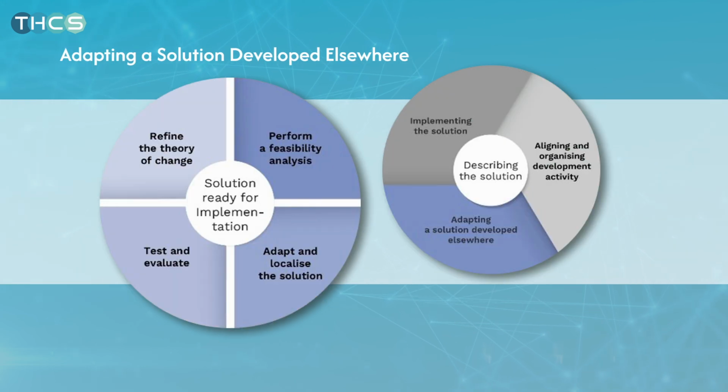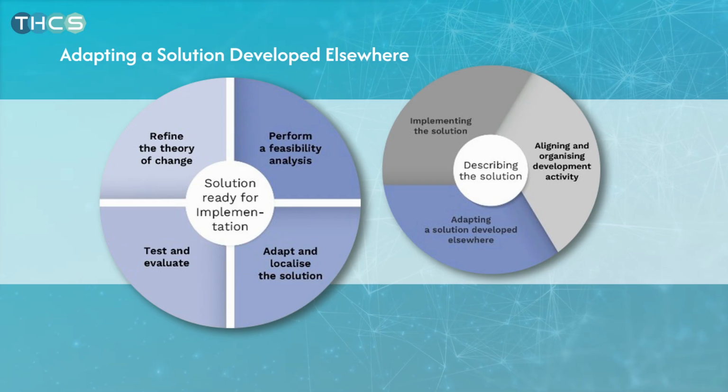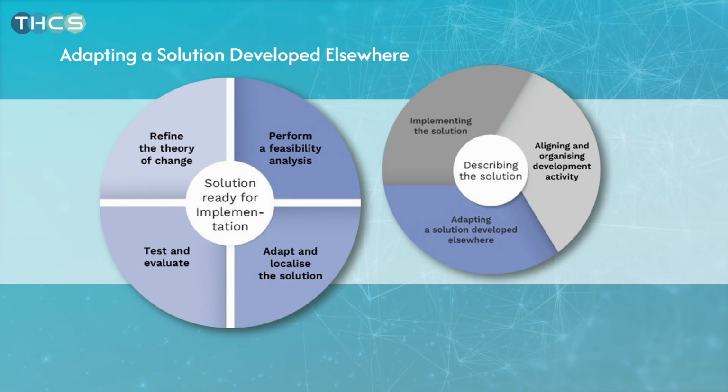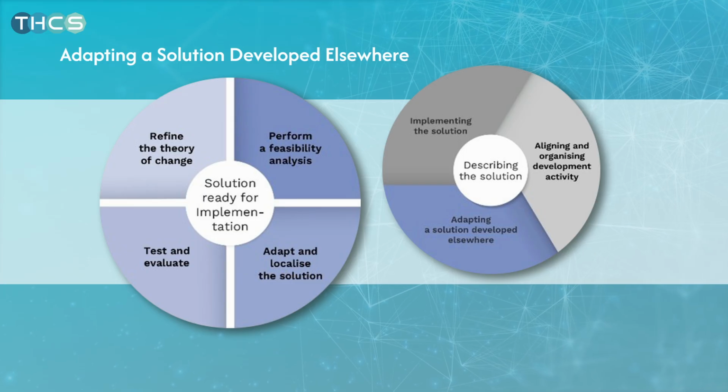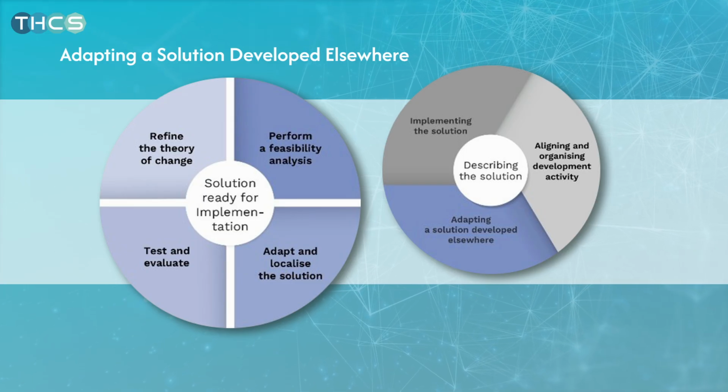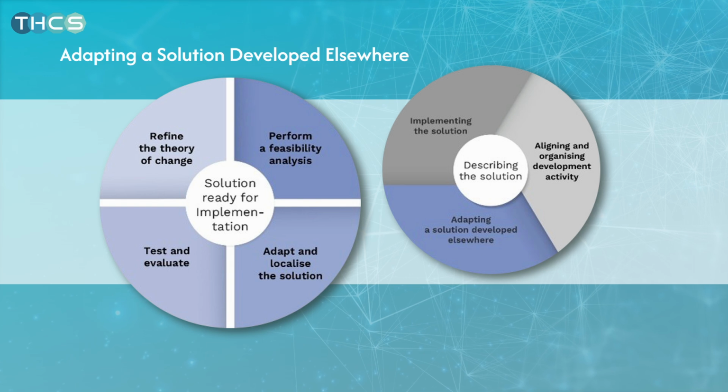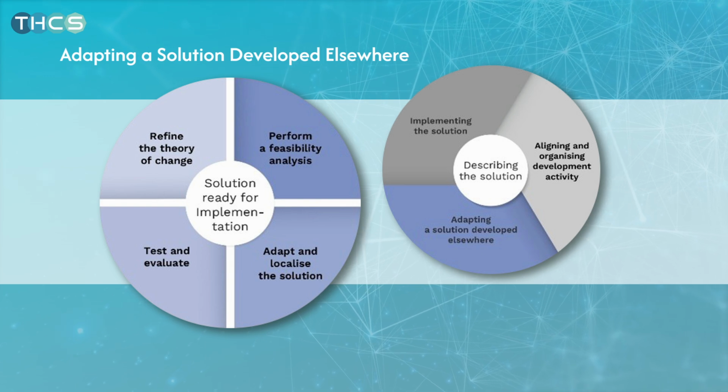Once you've identified a promising solution, the next step is adapting it to your own setting. Start with a feasibility analysis to check whether the solution is practical and viable in your context. This includes looking at resources, staff, workflows, and culture. Then, move on to adapting and localizing the solution. This may involve changing the solution itself, but often it also means changing your organization or environment to make the solution work. Next comes testing and evaluating.